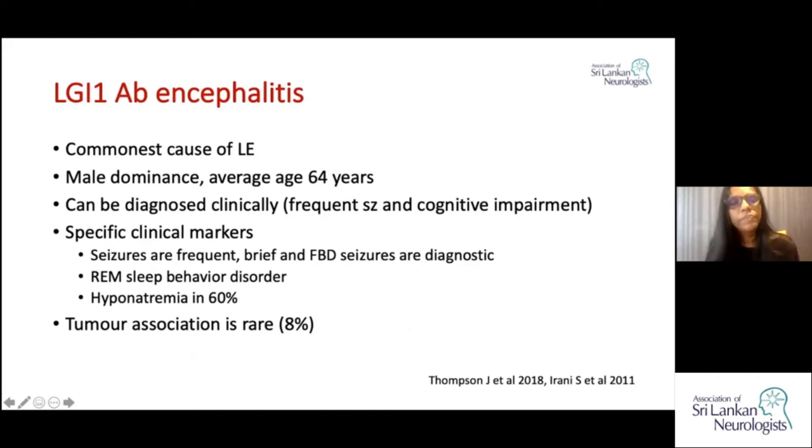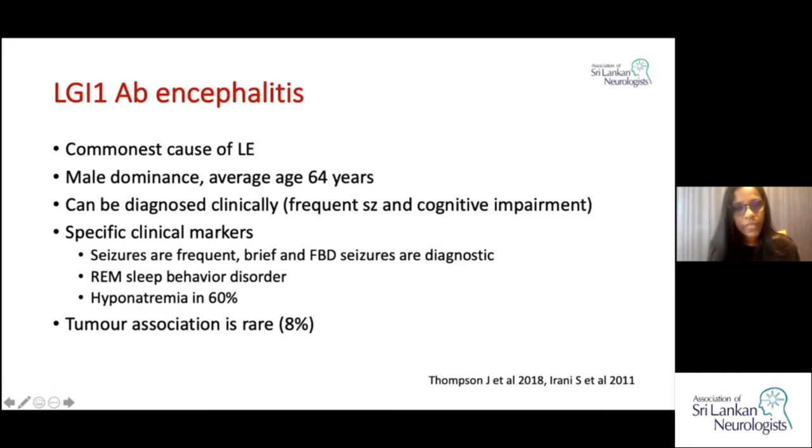So here, it's more in the greater, like above 60 years age group, and there's a very clear male dominance. And this is one condition, just like NMDA receptor encephalitis, where you had movement disorder, which is a very classical presentation. And here you have a very specific clinical phenotype, which would aid your diagnosis even in the absence of antibodies. So the most important clinical features would be the frequent seizures and the cognitive impairment.